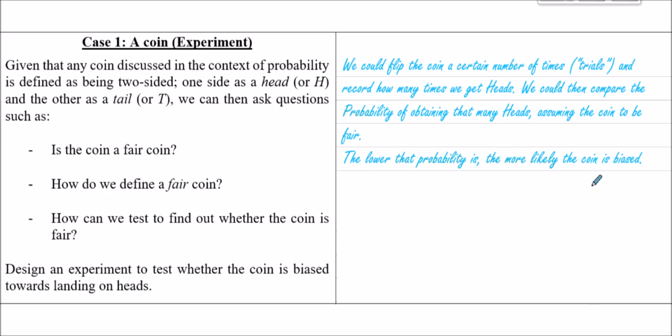For example, if you've got 6 heads, that's not too unlikely. 7 heads, that's pretty unlikely. But if you were to get, say, 9 or 10 heads, you might well conclude the coin is likely to be biased and reject your assumption that it's fair.